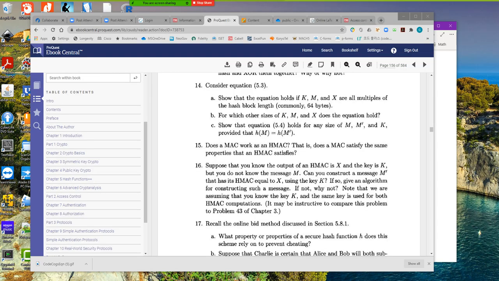Okay, so now if you look at problem 15, this is chapter 5. If you look at chapter 5, hash functions, at the end of chapter 5, there's an exercise problem.